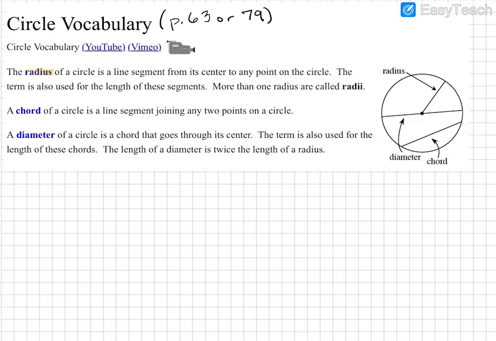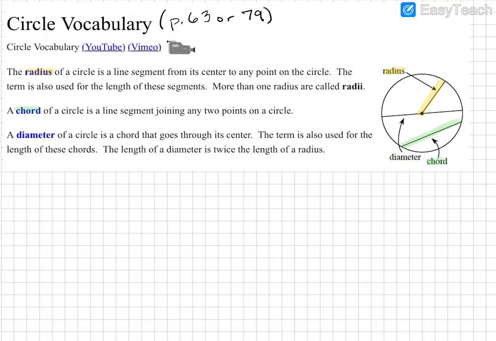The radius of a circle is a line from its center to any point on the circle. So as you can see, the radius goes from the center to the edge of the circle. Sometimes we have a line that goes from one point on a circle to another point on a circle, and that is called a chord. So the chord does not necessarily go through the center. We don't use that term often, but it's important for you to be familiar with it.